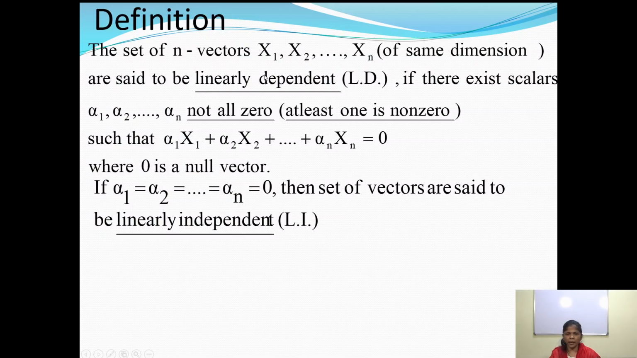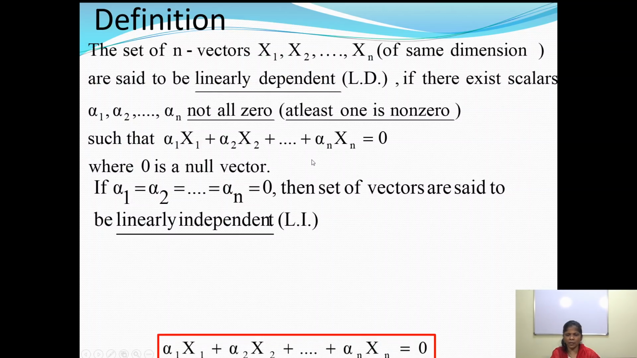Therefore, what is meant by linear dependence? If a linear combination is 0 where at least one scalar is non-zero, it is called a linearly dependent set of vectors. Now, what will happen if all scalars are 0? If all scalars are 0 in this linear combination, then the set of vectors is said to be linearly independent. So if all alpha are 0, then linearly independent, and if at least one scalar is non-zero, then it is said to be linearly dependent. I hope the definition is clear to you.